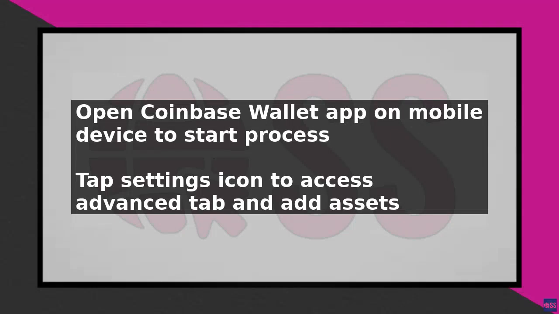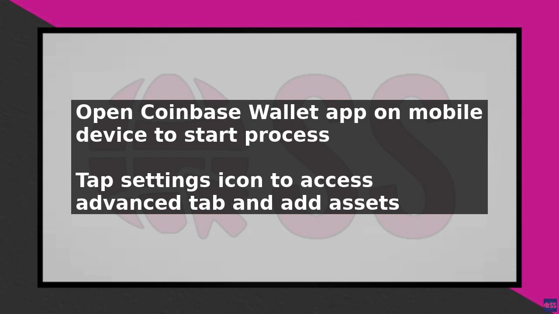To add the Bitcoin network on Coinbase Wallet, start by opening the Coinbase Wallet app on your mobile device. If you don't have the app, download and install it from the App Store. Once the app is open, tap on the settings icon, which is usually represented by 3 horizontal lines or a gear icon. Next, tap on the Advanced tab.